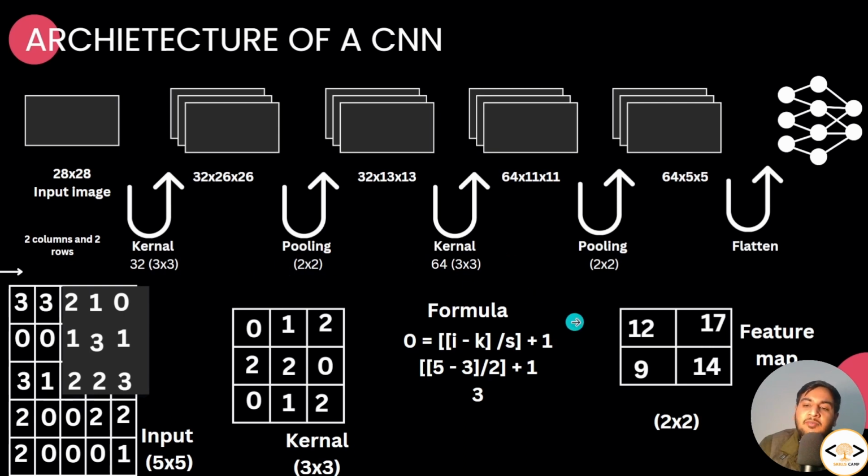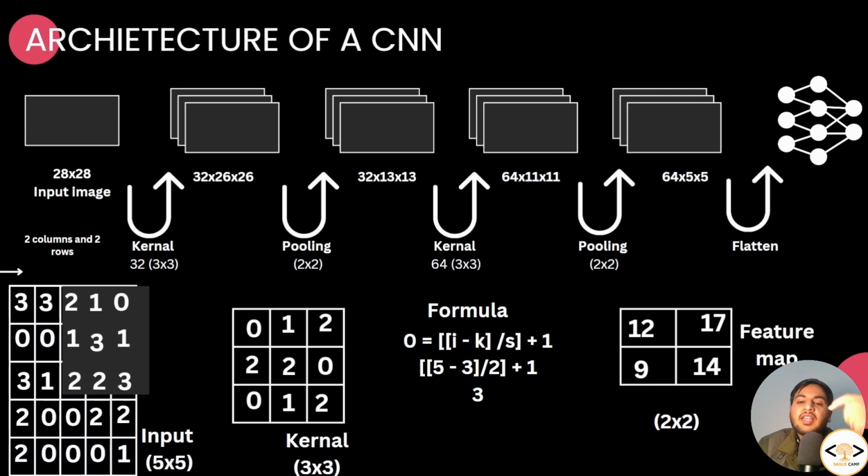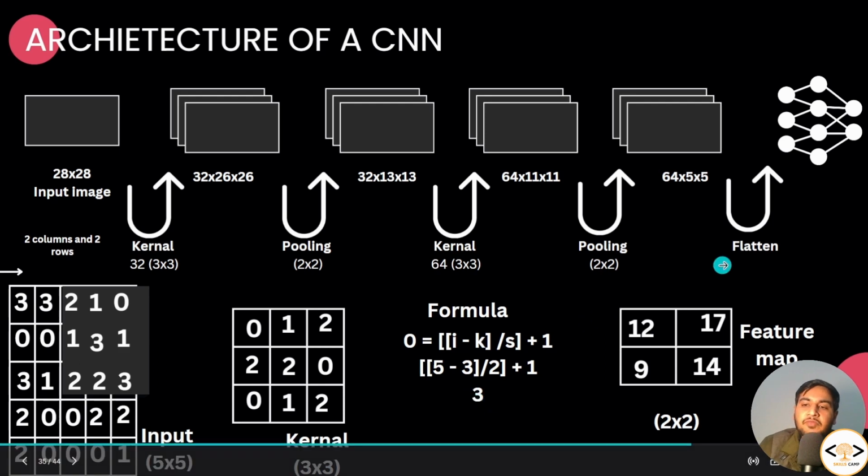So its final matrix would be 2 by 2, and if we look at its formula, it's I minus k, meaning 5 minus 3, divided by stride. Stride is 2, so divided by 2, and plus 1. So 5 minus 3 would be 2, 2 divided by 2 would be 1, and plus 1 would be 2 over here. So that's a mistake. You have to write down in the comment section what mistake we have made over here, and what number we have written instead of 2.